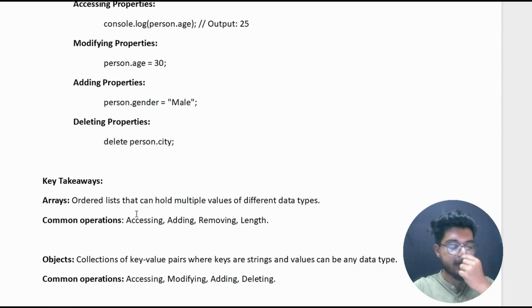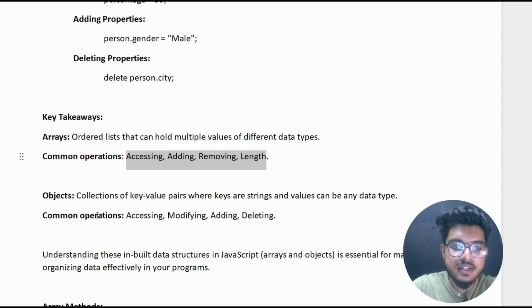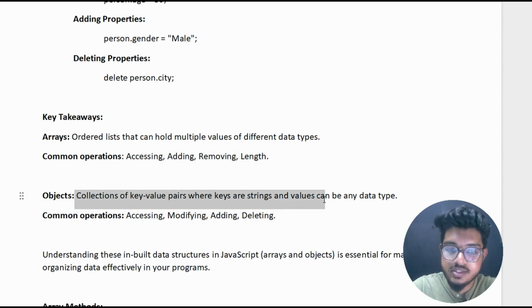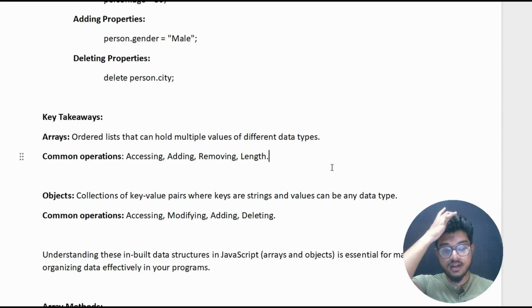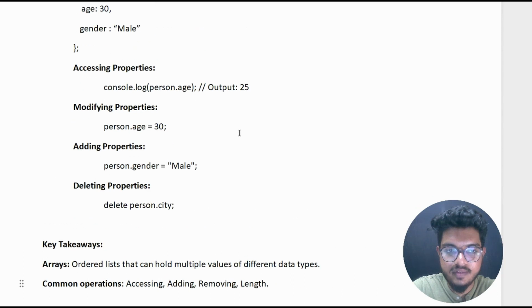So these are key takeaways. An ordered list that can hold multiple values of different data types is nothing but an array. Common operations we have discussed are accessing using index positions, adding at the end using push, removing using pop, and length using dot length. Similarly, objects. Objects are collections of key value pairs where keys are strings and values can be of any data type. Accessing those values with the help of keys is what objects are about. Operations are accessing, modifying, adding and deleting. These are the operations we have just discussed.